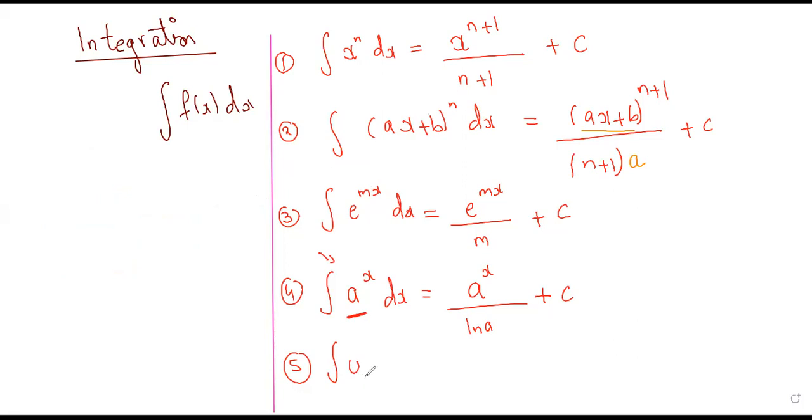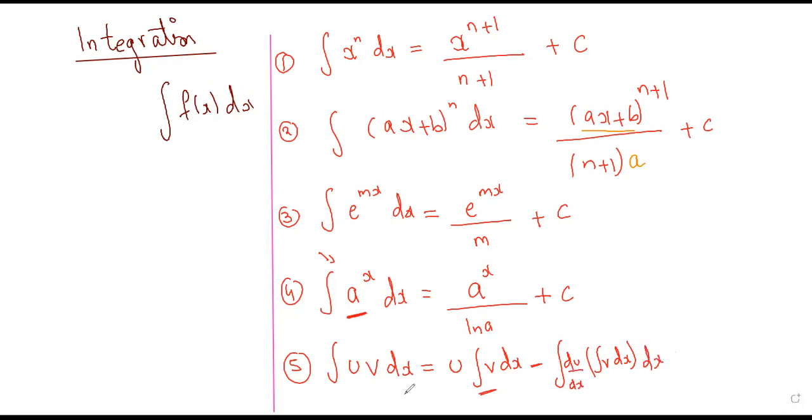You would be knowing that if you have a product, u into v, and you are to integrate this, we do it by parts. We have a rule for this. First comes as it is, and then we integrate the second one. I'll tell you how to choose the first and second. Then minus sign, integration, the integration of v with respect to x, and then the derivative of the first one with respect to x.